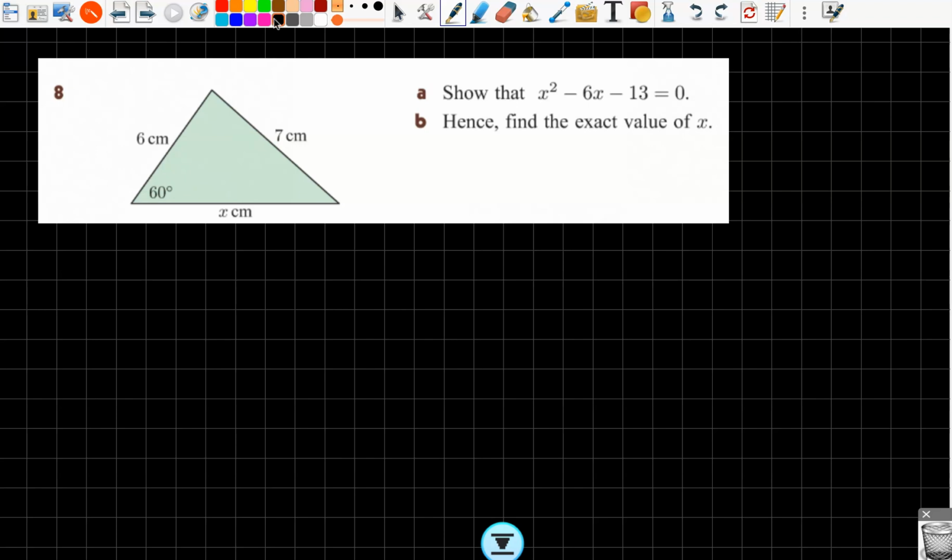Okay, and we remember from last lesson that your cosine rule is a squared equals b squared plus c squared minus 2bc cos A. This is a formula that is provided to you on a formula sheet, but if you keep using it over and over again, you can see you don't even need to look it up. So learn to love it.